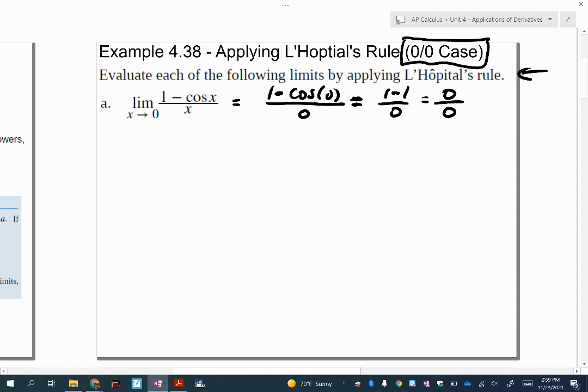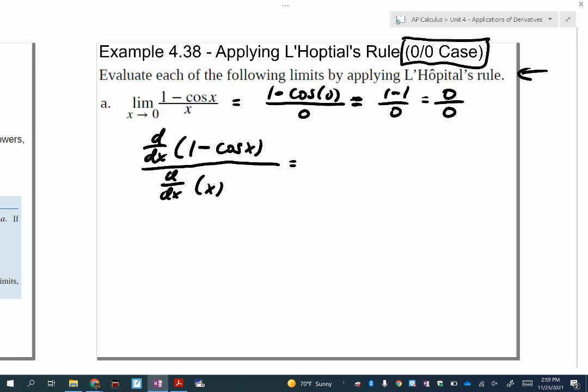All right, now what this means is I'm going to take the derivative, so d dx, of the numerator divided by the derivative of the denominator. The derivative of 1 is just 0. The derivative of cosine is the opposite of sine, but we have that subtraction there, so the opposite of a negative is actually going to be a positive. All right, and the derivative of x is just 1. So now I'm going to do the limit as x approaches 0 of the sine of x over 1.